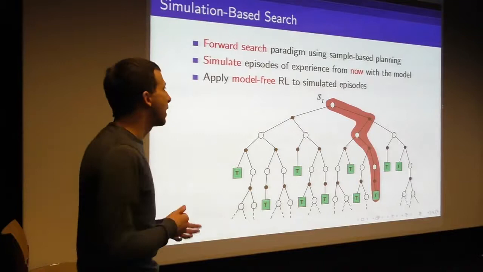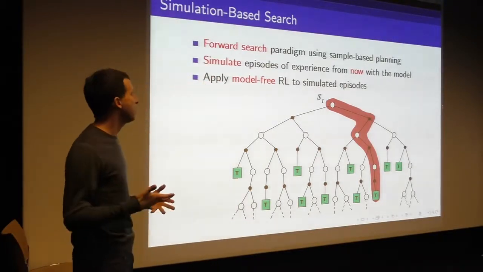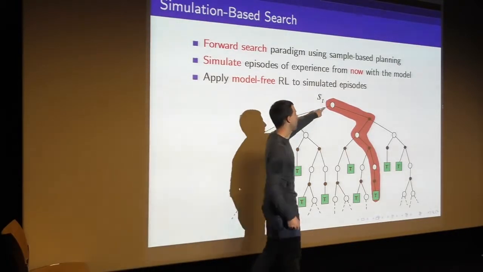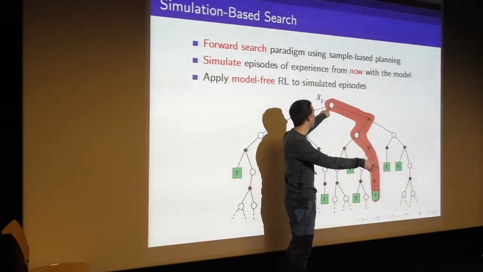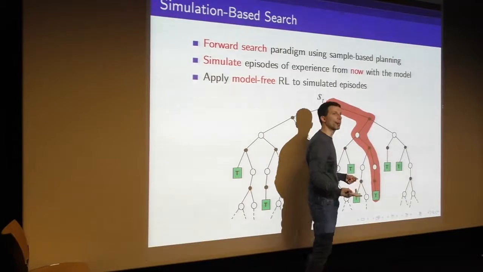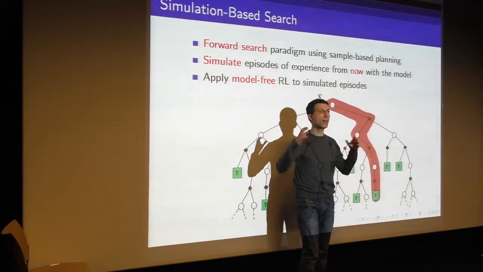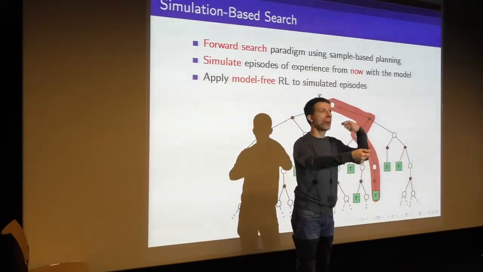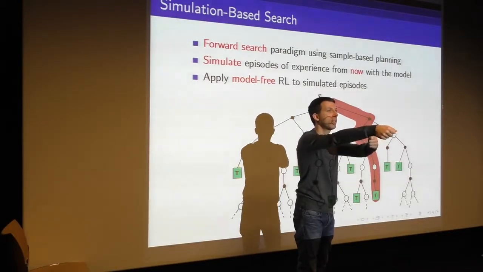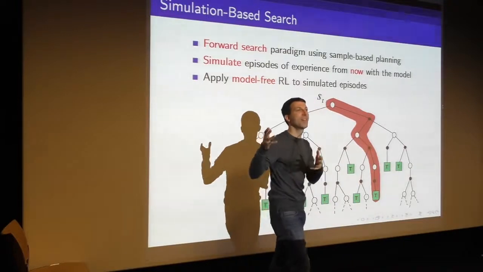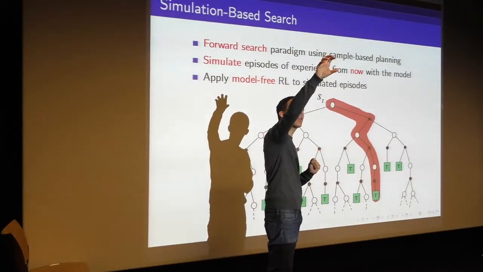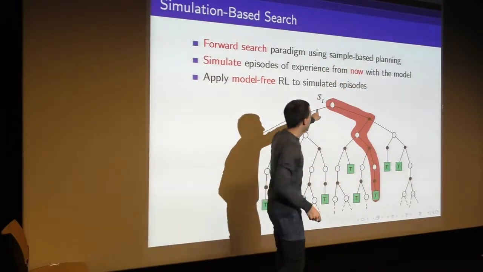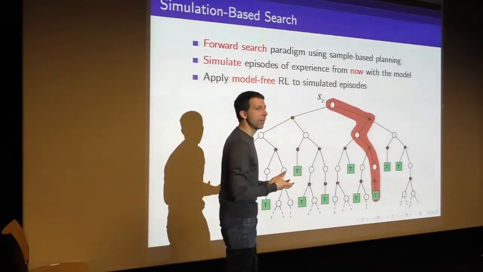Simulation-based search is a forward search paradigm that uses sample-based planning. In other words, we start from now and we imagine what might happen next. We imagine a trajectory of experience by sampling it from our model. So we literally say, right now I am in this situation. I'm in this position in my game of chess, and I'm going to imagine what my opponent might do, and what I would do after that, and then what the opponent might do after that. I imagine the whole sequence. Or I'm climbing up the mountain, and I imagine if I was to put my hand to here, I'd be in that state, and then I'd have to move my hand to here, and then my foot to here. I imagine the whole trajectory out, and then I learn from that imagined experience.